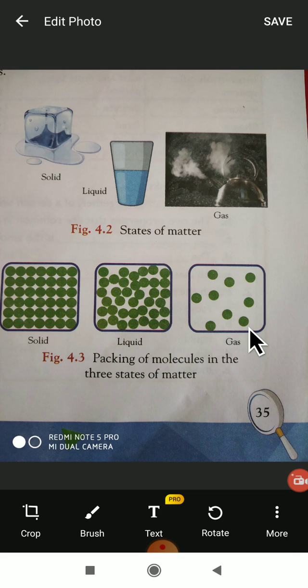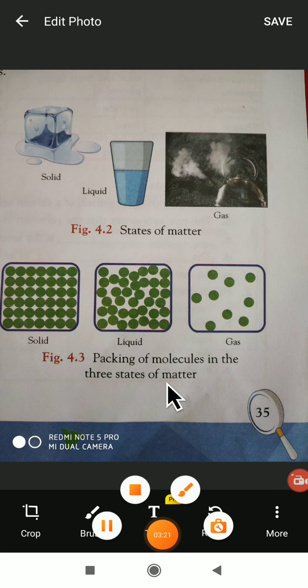This is about the three states of matter. First one is the solid state, second one is the liquid state, and third one is the gaseous state. All three images show us the packing of molecules in the three states of matter, how the molecules are packed.